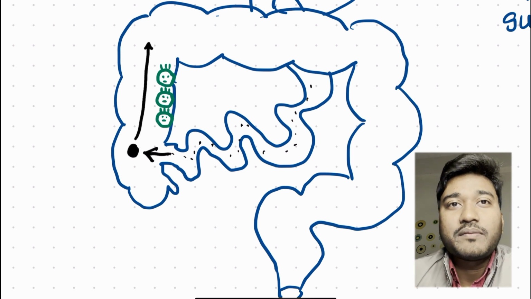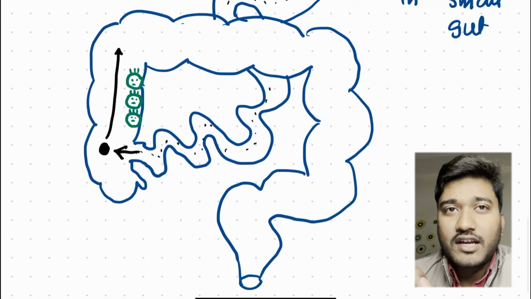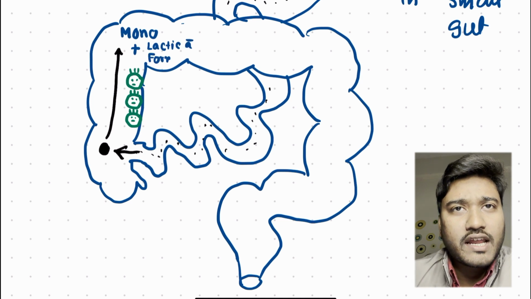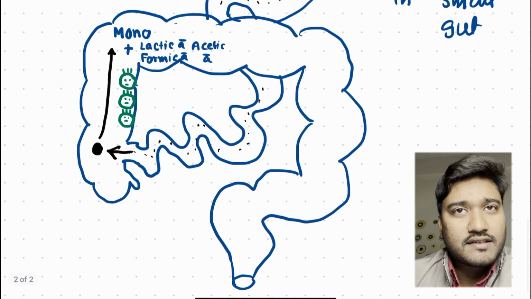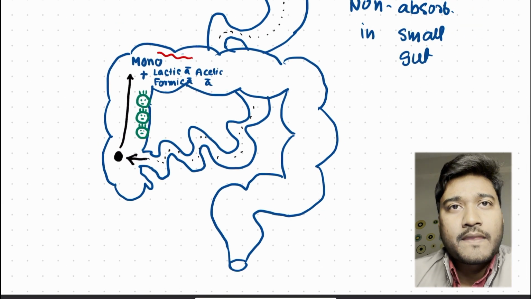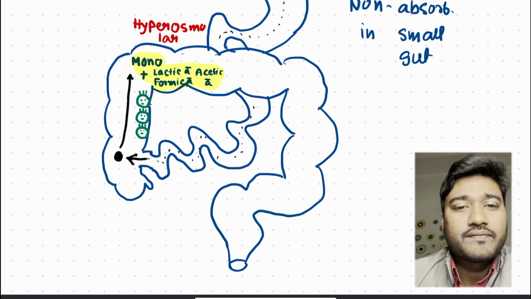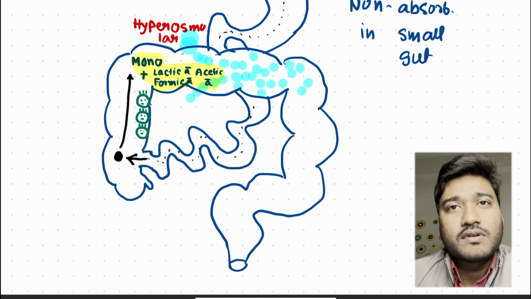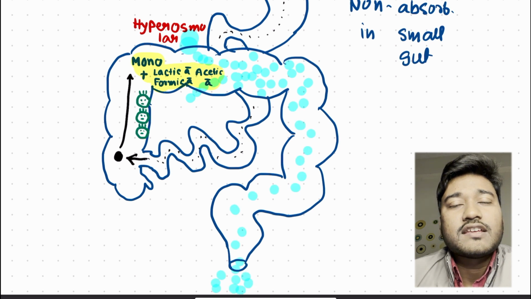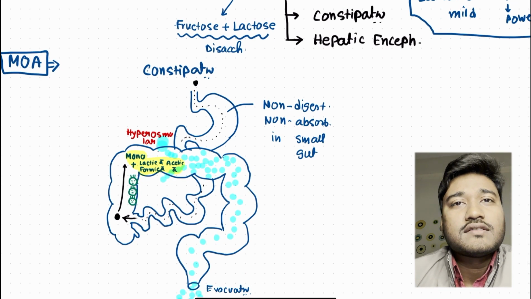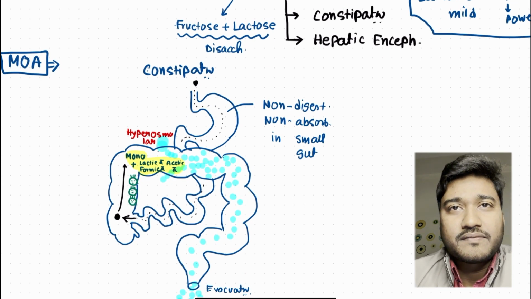see we have some naughty bacteria. They act upon this lactulose, and eventually lactulose is broken down into monosaccharides, that is fructose and lactose, as well as a few acids like lactic acid, acetic acid, as well as formic acid. So these monosaccharides, lactic acid, formic acid and acetic acid are very hyperosmolar substances. Hyperosmolar means they drag water from the blood circulation, and when they drag the water, automatically the bulk of the stool increases, and eventually there is relief, that is improvement in constipation.